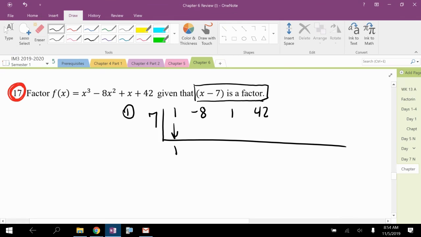Drop down the 1, multiply. 7 times 1 gets me 7. Add straight down, I get -1. Multiply on the outside, I get -7. Add straight down, I get -6. Add straight down, multiply, I get -42, which gets me 0. Now again, the direction said it is a factor. So that means you should have gotten 0. If you don't get 0, you know you did something wrong.